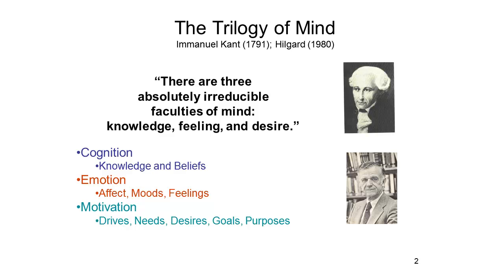There's also emotion and motivation. Remember Kant, who argued that there are three absolutely irreducible faculties of mind: knowledge, feeling, and desire. Cognition in the form of sensation, perception, memory, thinking, reasoning, learning, problem-solving, and language is now fairly well understood, but psychologists haven't ignored problems of emotion and motivation. And in this lecture and the next one, I want to complete the trilogy of mind by talking about some of our understanding of emotion and motivation.